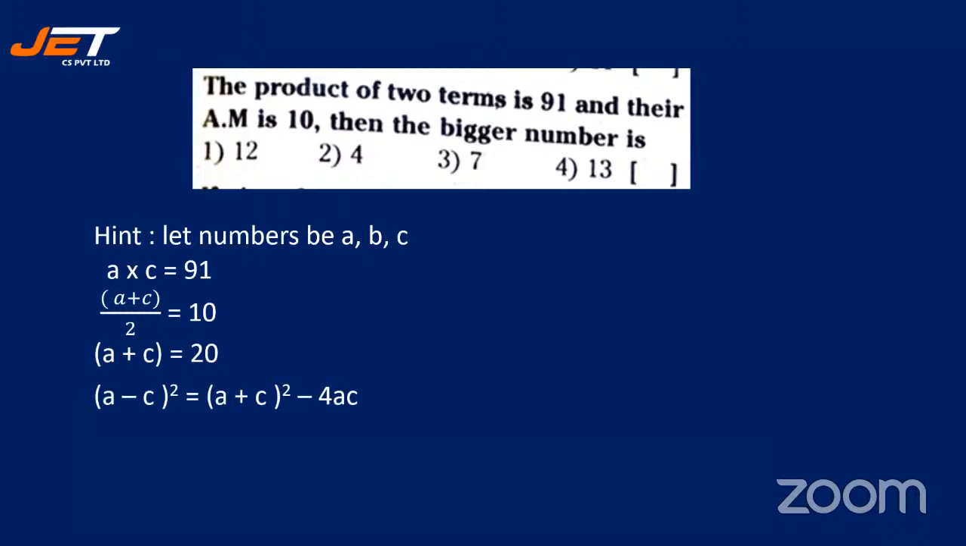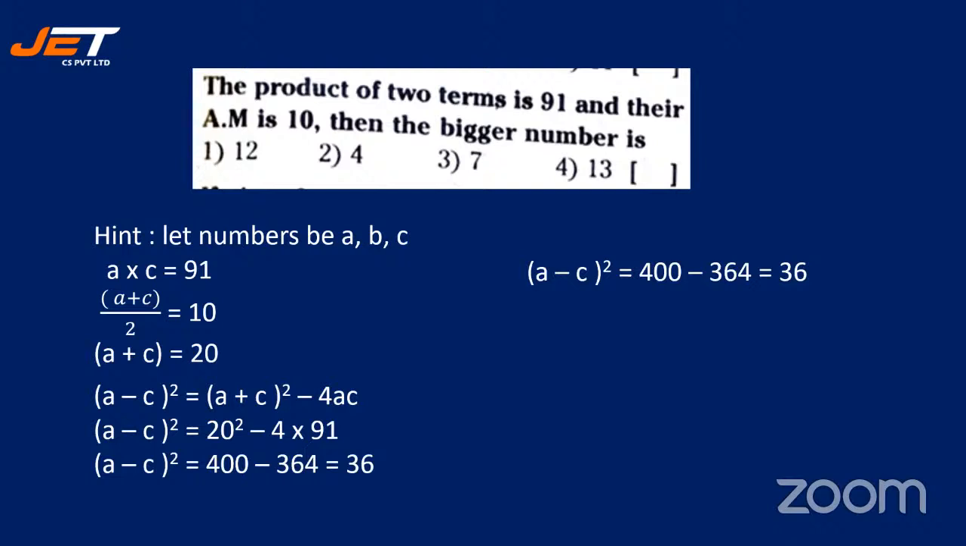So what is (A minus C) the whole square? The formula: (A plus C) the whole square is A square plus 2AC plus C square. And from plus 2AC, if you put minus 4AC, you will get A square plus C square minus 2AC, which is nothing but (A minus C) the whole square. We know A plus C, so substituting, minus 4 into AC, which we also know, you will get the value of (A minus C) the whole square, and finally A minus C, which is the square root of 36, which is 6.